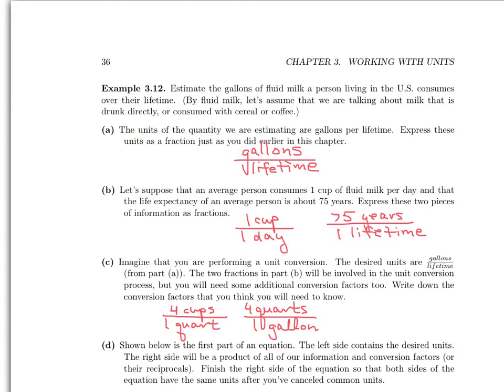Okay, now we have lifetime in our desired units and we have lifetime in our given units, so we don't need to do anything to get rid of that unit. The only other thing we need to address is that some of our information is given in days, some of it is given in years, so we need to be able to convert from days to years, and we can do that with a single conversion factor because we know that there are 365 days in 1 year.